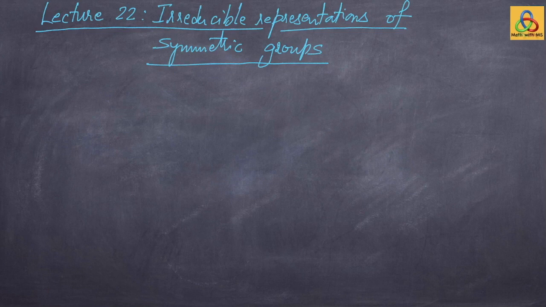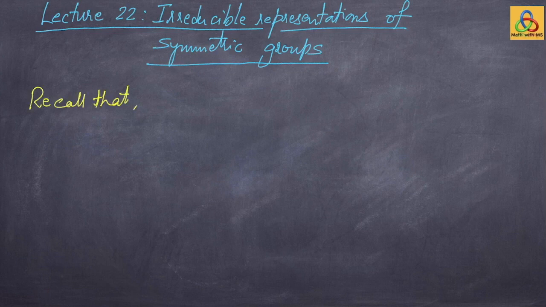Welcome to the 22nd lecture of the course Representations of Finite Groups. Today we are going to talk about irreducible representations of symmetric groups. This will be the last lecture of this course, and the main theorem that we are going to prove today will give an explicit bijection between the set of conjugacy classes of a symmetric group and equivalence classes of irreducible representations of the symmetric group Sn.